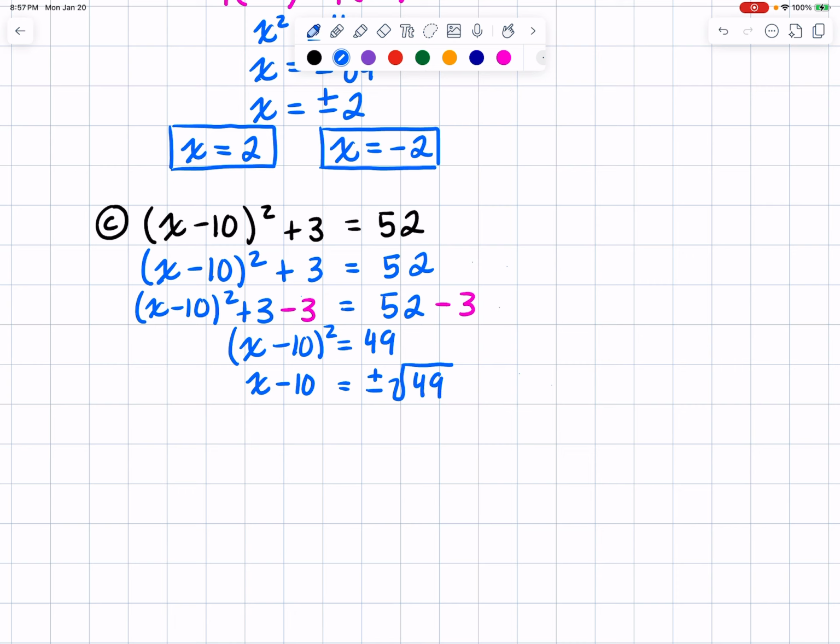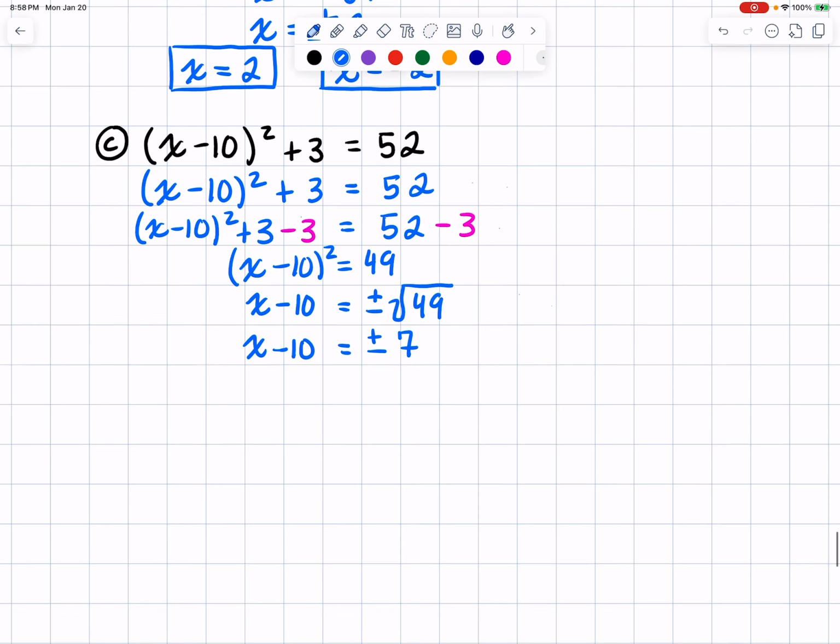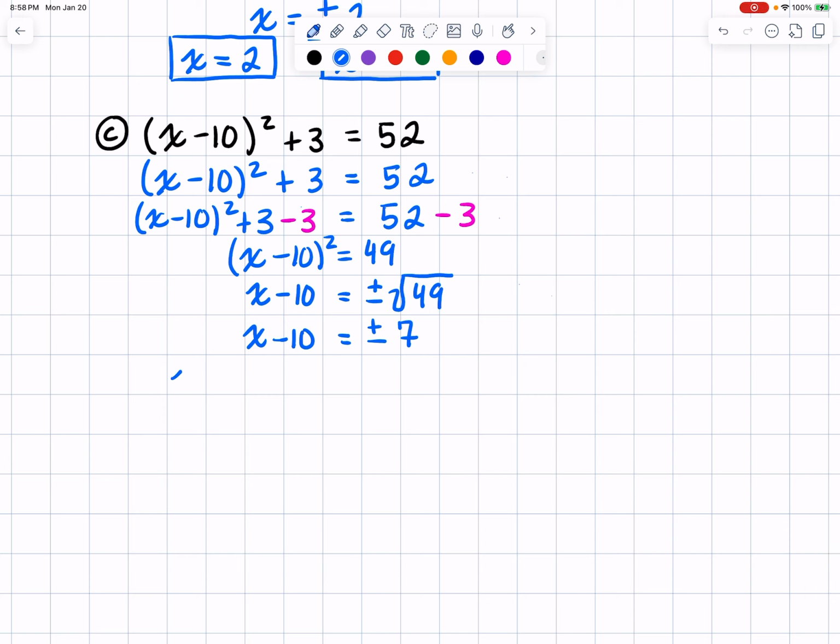Now we figure out what the square root of 49 is. It's 7. So we have x minus 10 equals plus or minus 7. And here's why splitting it up is very important, because I'm going to have x minus 10 equals positive 7 over here, and x minus 10 equals negative 7 over here, and we want to solve for x on both of them. See how splitting this up has made it easier for us.